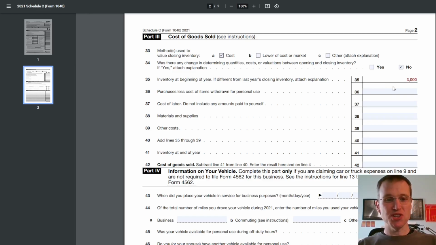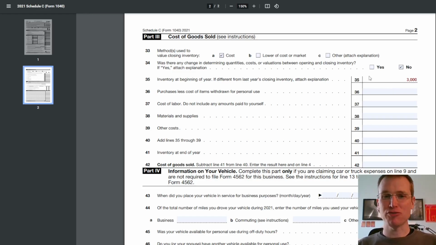and purchases less cost of items withdrawn for personal use. So the IRS does not want to let you get a break if you buy something through your business, but then you take it out of the business and you use it personally. Like you buy a bunch of Pokemon theme decks and then you take a bunch of them out and you hand them out at your cousin's birthday party. That's not going to fly.